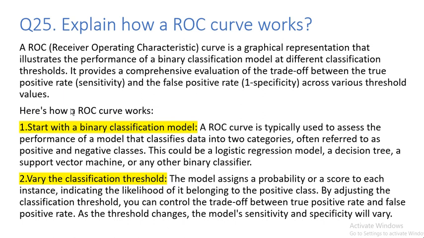Here is how a ROC curve works. Number 1. Start with a binary classification model. A ROC curve is typically used to assess the performance of models that classify data into two categories, often referred to as positive and negative classes. This could be a logistic regression model, a decision tree, a support vector machine, or any other binary classifier, where the classification method assigns a probability or a score to each instance, indicating the likelihood of it belonging to the positive class. By adjusting the classification threshold, you can control the trade-off between true positive rate and false positive rate. As the threshold changes, the model's sensitivity and specificity will vary.